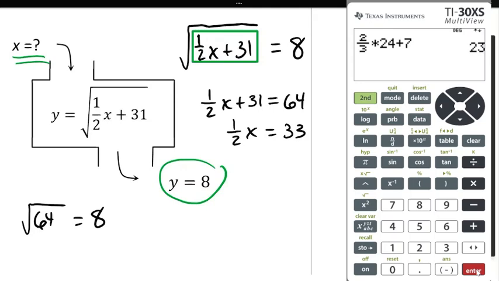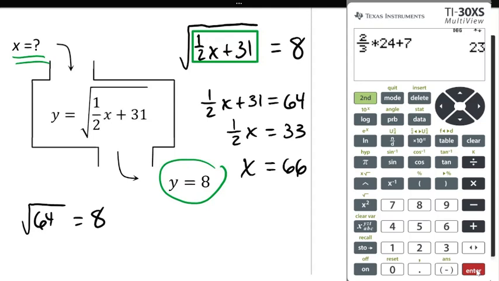And the last thing I'm going to do is I'm going to fraction bust again. I'm going to multiply by 2 to get the fraction to go away. And when I multiply both sides by 2, the left-hand side just becomes x, right? 1/2 times 2 is 1x, and then 33 times 2 is 66. So the input that should create this output is 66.